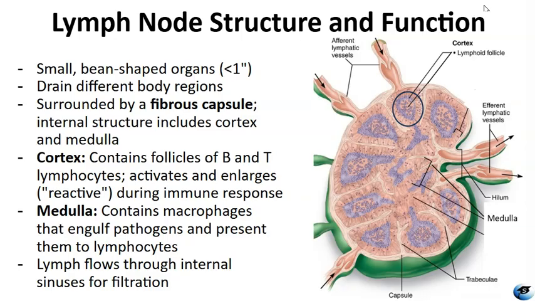At the center of the node is the medulla, which contains medullary cords and macrophages. These macrophages play a key role in engulfing and digesting pathogens, then presenting fragments to lymphocytes to initiate a more targeted immune response. Lymph enters the node through the afferent vessels, then flows through a series of internal sinuses, small channels that act like filters, before exiting via efferent vessels. This slow, guided flow allows immune cells time to detect and respond to any invaders.